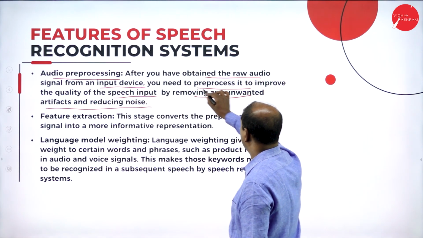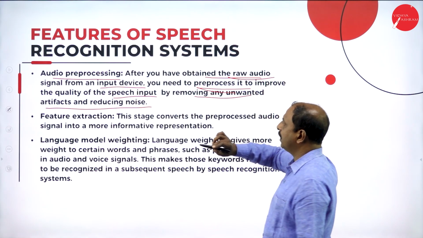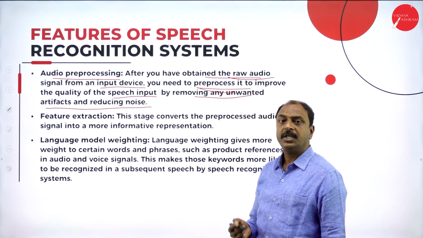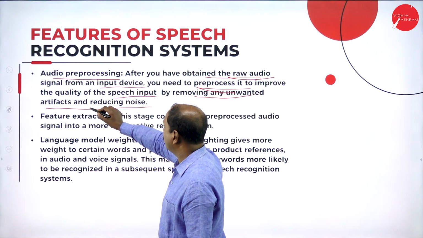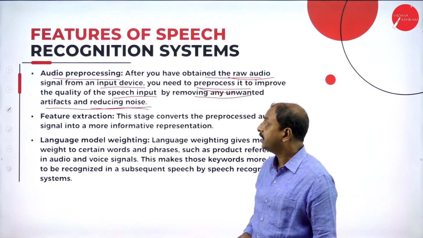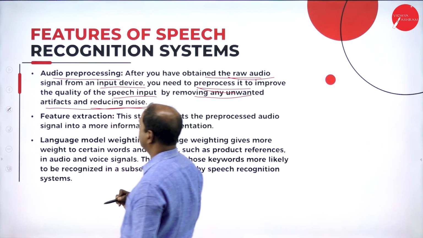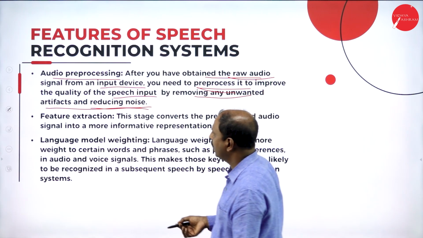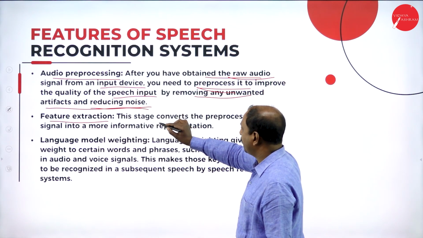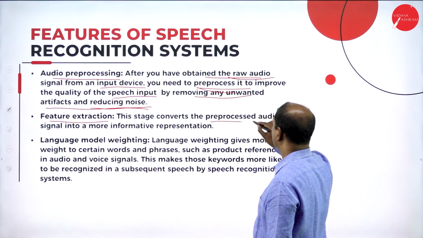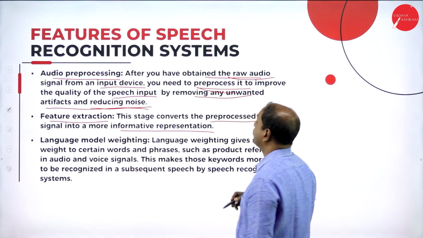It has to be pre-processed because it is the raw data, or nothing but a raw signal. It is pre-processed so that it reduces or removes the unwanted noise and other disturbances from the input signal. That is audio pre-processing. Next one is feature extraction. This stage converts the pre-processed audio signal into a more informative representation.